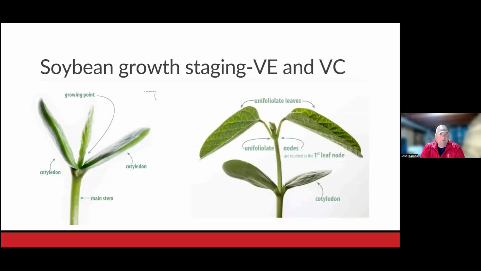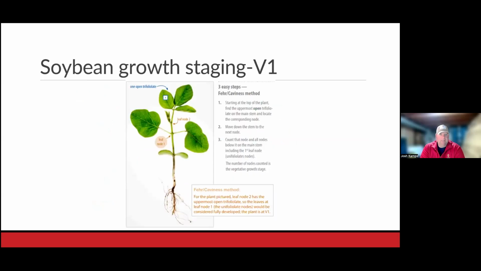Here's what some of those early growth stages look like for soybeans. So on the left is that emergent stage. Okay, that cotyledon is hitting the surface of the soil and opening up, and that growing point is there. That VC is that first unifoliate leaves. So that next step right after the cotyledon, you can see the first leaf node is present at that time, but it has not reached the leaf stage yet until a full trifoliate opens.